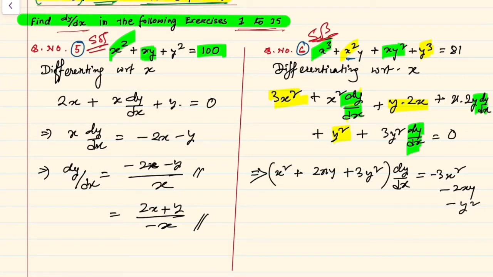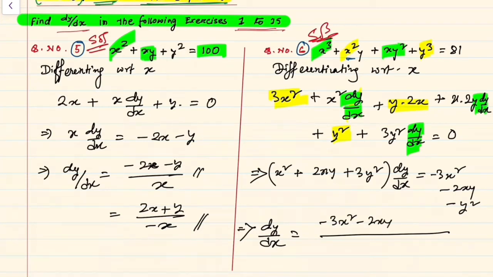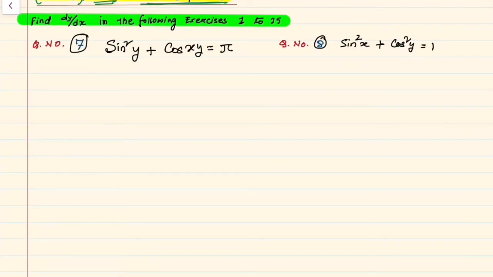So here dy by dx will be equal to minus thrice x square minus twice xy minus y square, divided by x square plus twice xy plus thrice y square. So that's our answer. That's how we can solve question number 6. Okay, now let us solve question number 7. So let me write the solution here.